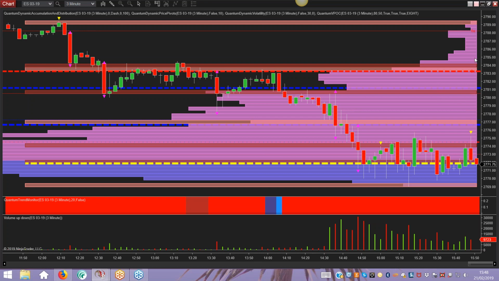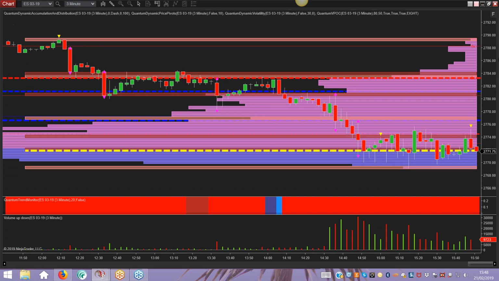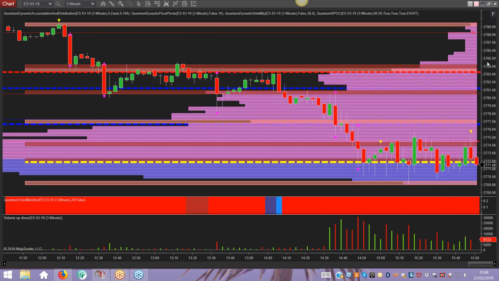Once it gets through this level, then it's much clearer. There's very light resistance overhead in terms of price and very thin volume in this region. So I'll just move the chat box out of the way, apologies. If it does get up to that sort of level, then you've got a decent area of clear water here between 27.84 and 88, which is 4 points.